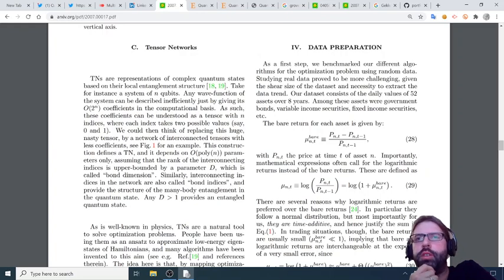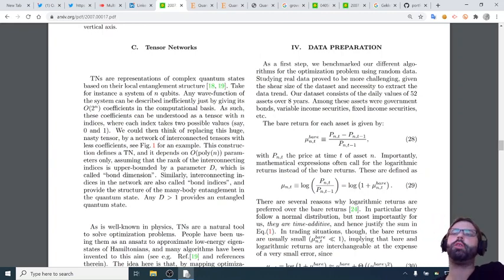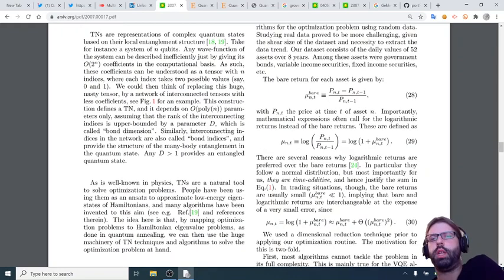Importantly, mathematical expressions often call for logarithmic returns instead of the bare returns. These are defined as these. There are several reasons why logarithmic returns are preferred over the bare returns. In particular, they follow a normal distribution, but most importantly for us, they are time additive, and hence justify the sum in equation 1. In trading situations, though, the bare returns are usually small, implying that bare and logarithmic returns are interchangeable at the expense of a very small error. Okay, that's interesting.